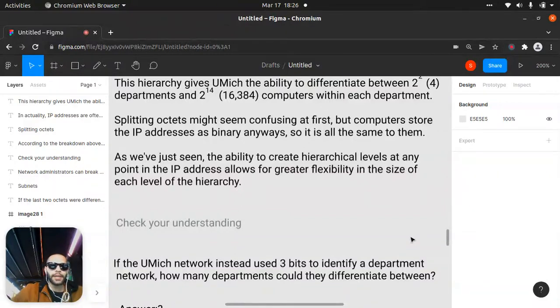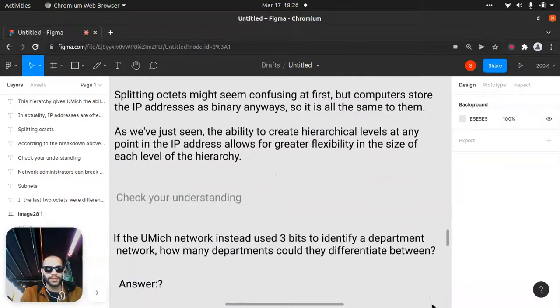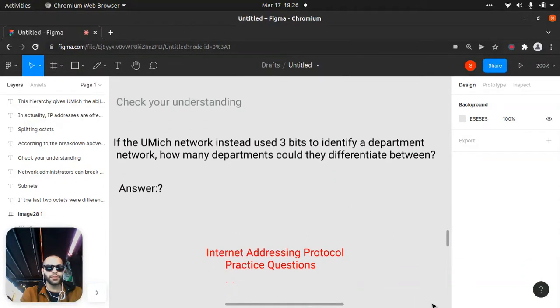As we've just seen, the ability to create hierarchical levels at any point in the IP address allows for greater flexibility in the size of each level of the hierarchy. Check your understanding. If the UMIC network instead used 3 bits to identify a department network, how many departments could they differentiate between? Just think, 3 bits, what it can be.